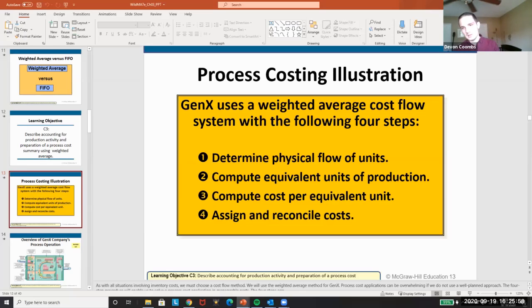effects. We determine the physical flow of the units, compute equivalent units of production. We talked about that. We'll determine the cost per equivalent unit, and then assign the costs and reconcile them. Because at the end of the day, we're just allocating costs on an estimated basis, and then we'll have our actual costs, and then we'll reconcile.